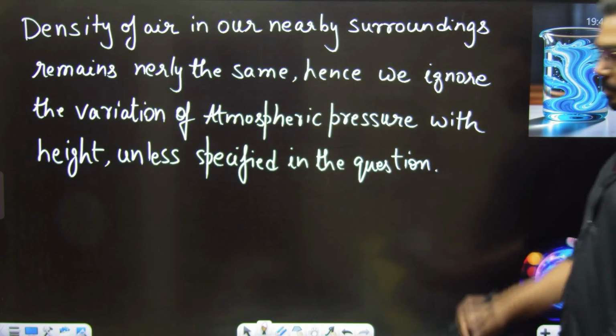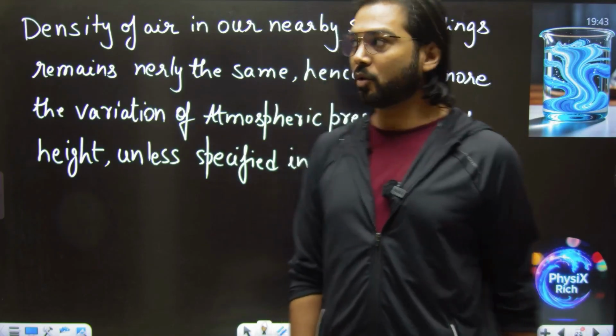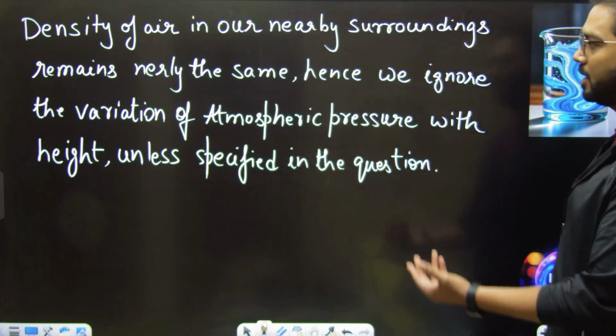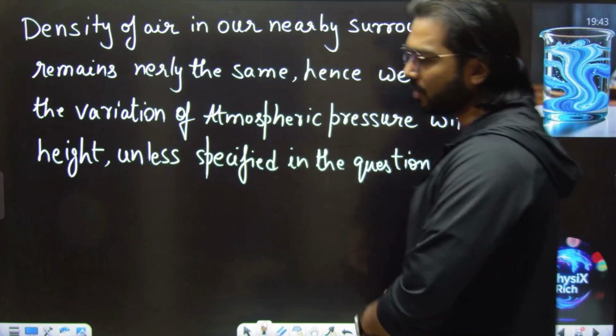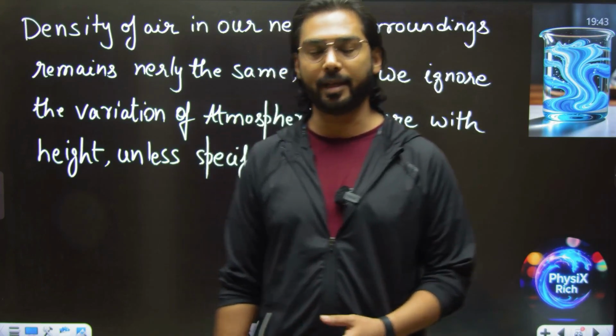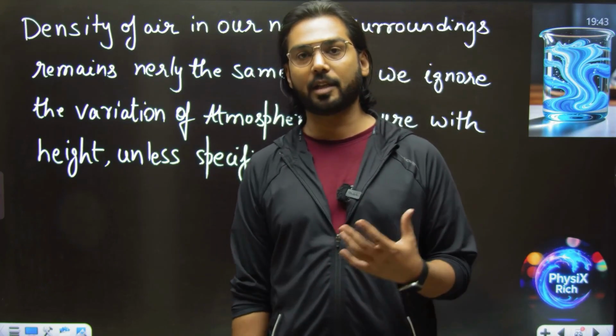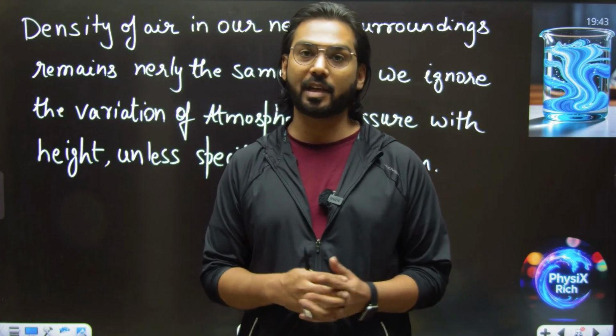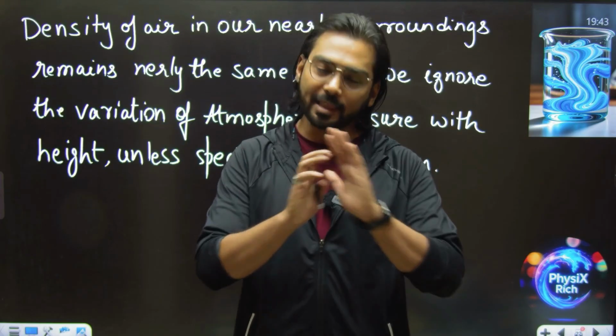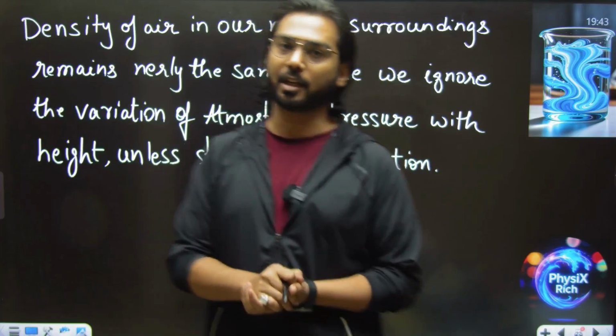So, density of air. Dear students, the density of air in our nearby surroundings is assumed to be constant, and that's why we will not consider atmospheric pressure to vary. I would like you to remember that the atmospheric pressure has a fixed value. It is 1.01325 times 10 to the power 5 pascals, and that is what we will always take it to be.